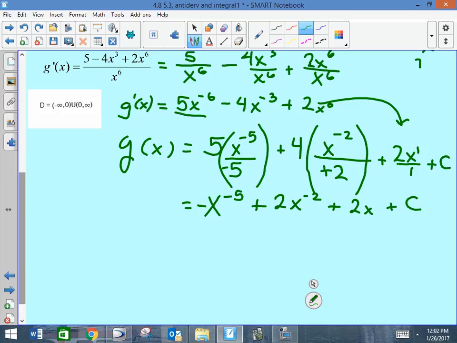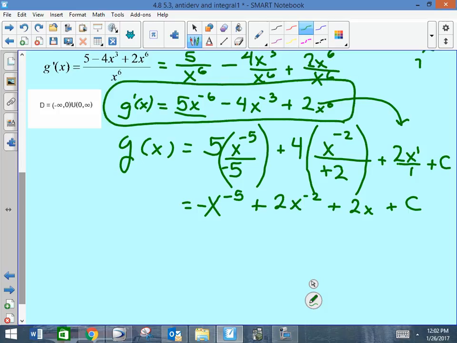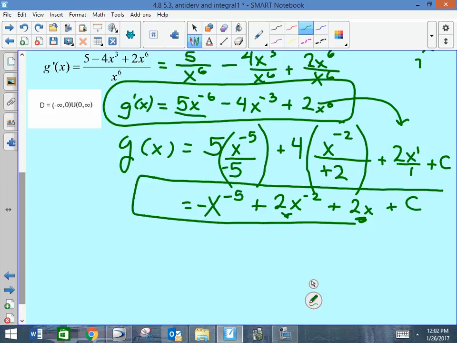All right, now. This is g prime of x, right? If we take the derivative of this, we get that. We take the derivative of this, we get that. We take the derivative of this, we get that. Take the derivative of this, we don't get anything, which we don't want to get anything. And this, my friends, is g of x.